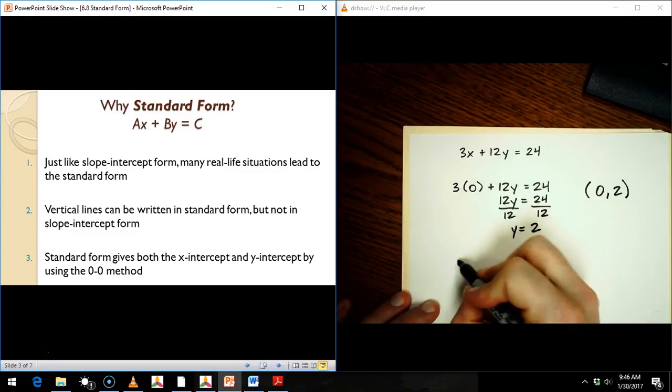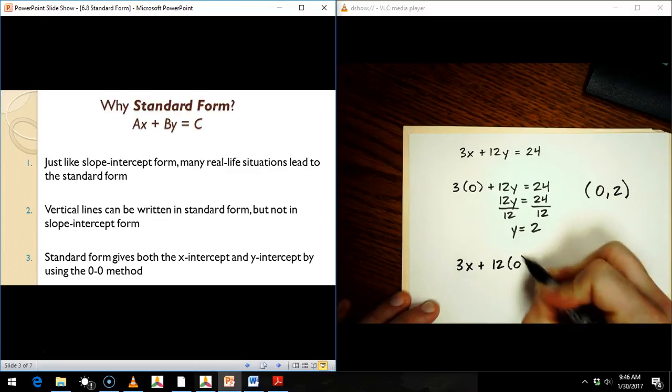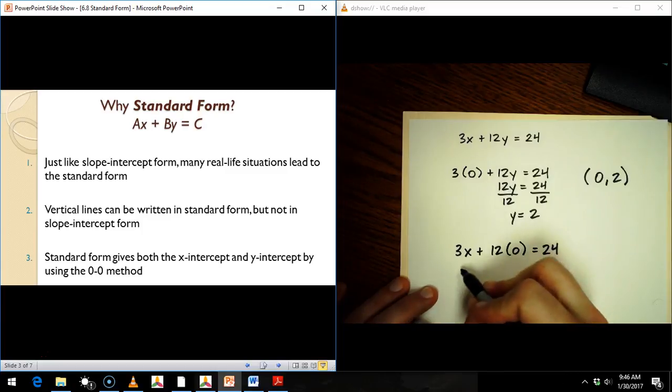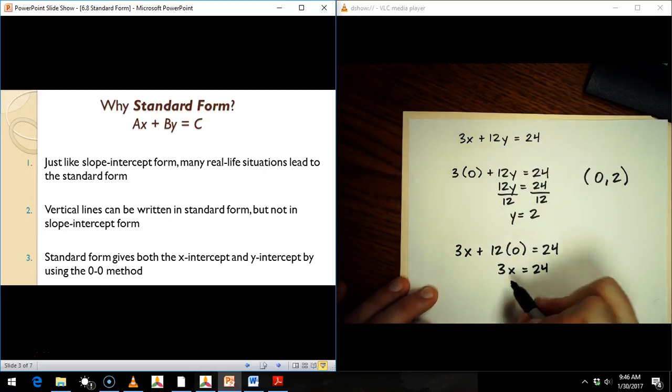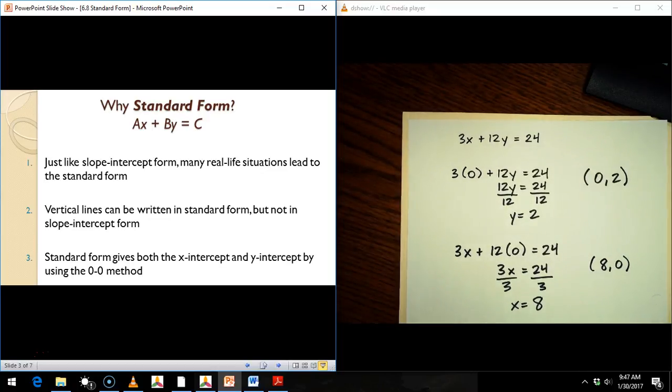Do the same thing, plug in 0 for y. And so I'm left with 3x equals 24. Divide by 3, x equals 8. So my other point is going to be 8, 0. So what I did there was I used the 0, 0 method. I plugged in 0 for x and 0 for y. I found the intercepts. So the points are 0, 2, and 8, 0.